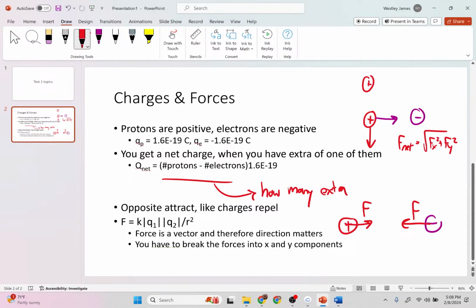Forces and electric fields are the only vectors on this test, and you have to treat them with the sensitivity that vectors deserve.